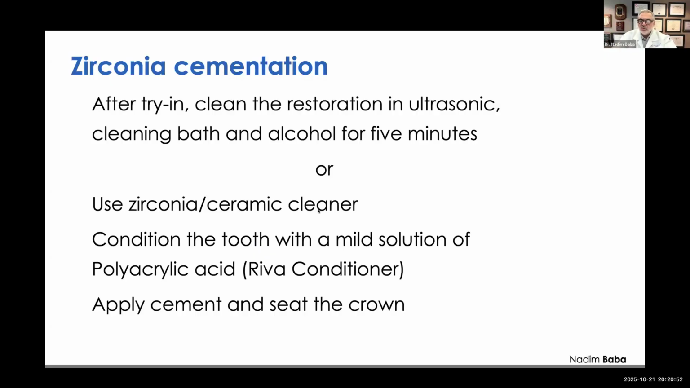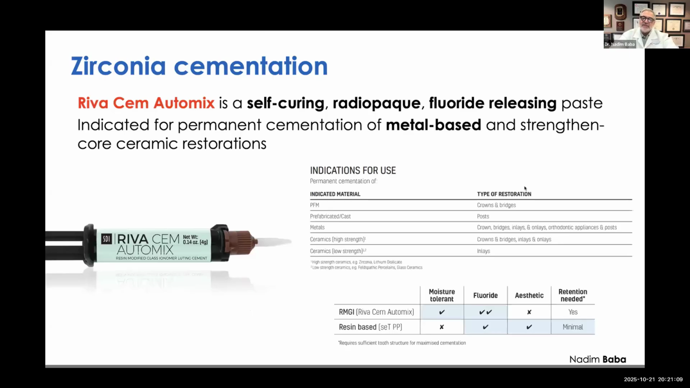Now you condition the tooth with a mild solution of polyacrylic acid. This is with the Riva conditioner, and I'm going to talk about that because this cement is my favorite cement, and you're going to apply the cement and seat the crowns. Now the Riva Cement Automix is my cement of choice for zirconia crowns.